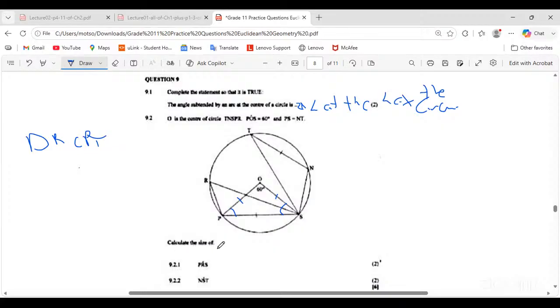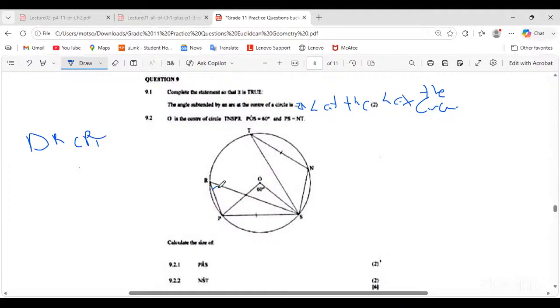Now, calculate the size of, but they didn't mention with reasons, but you need to put it in mind that always you need to calculate the size giving reasons of angle PRS. So what are we going to do? Now, R is there at the circumference and O is there at the center because we want PRS, which is this angle at the circumference. So angle at the center is 2 times angle at the circumference.